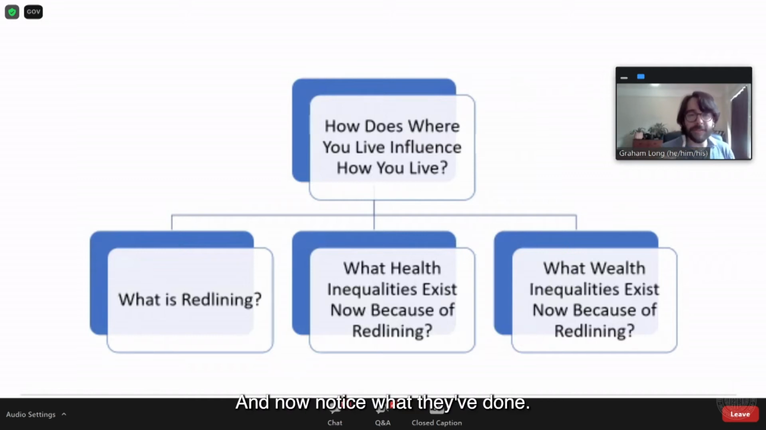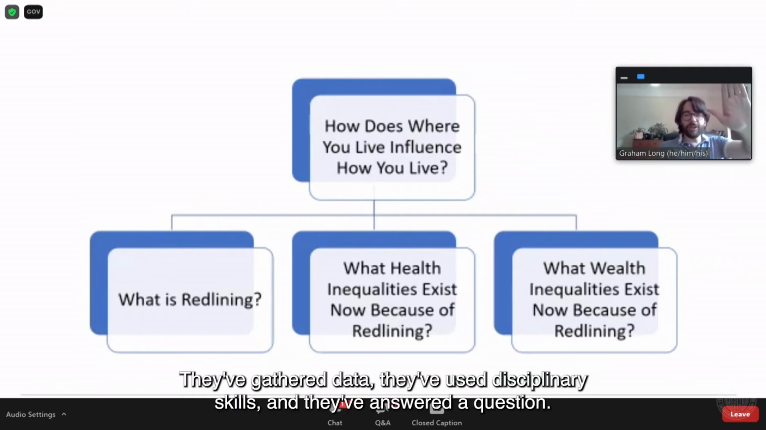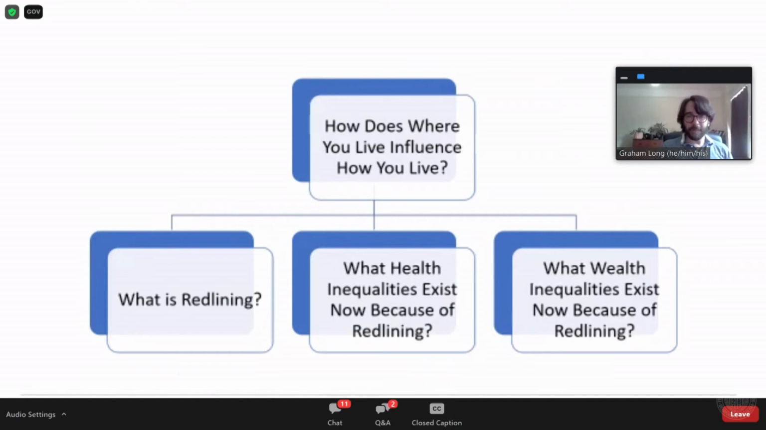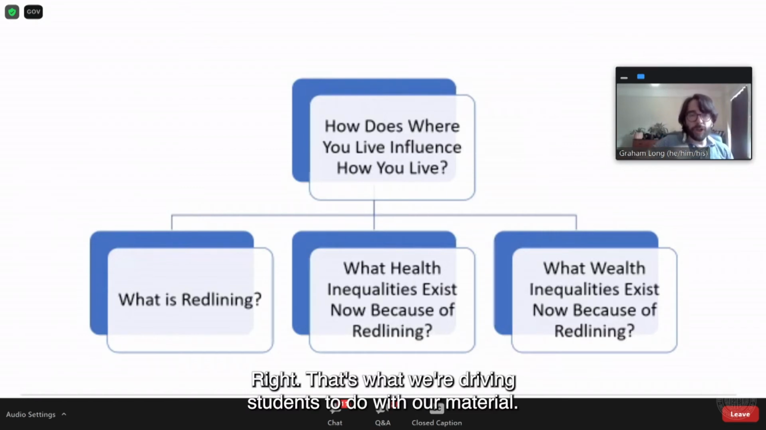And now notice what they've done. They've had a question, they've gathered data, they've used disciplinary skills, and they've answered a question, right? That's what we're driving students to do with our materials.